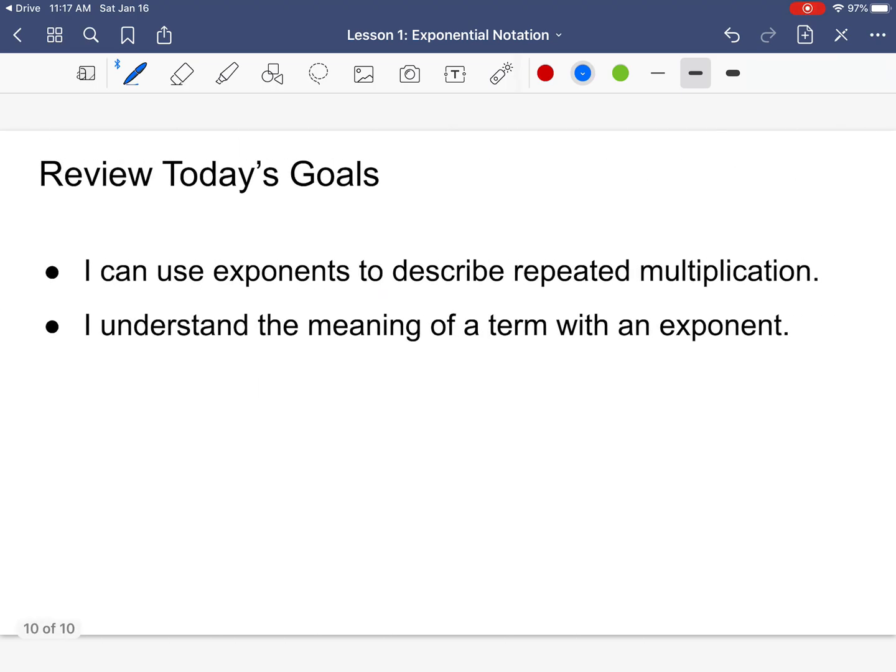So you saw in today's lesson how to use exponents to write an equivalent expression for a repeated multiplication, and you understand the meaning of a term with an exponent.